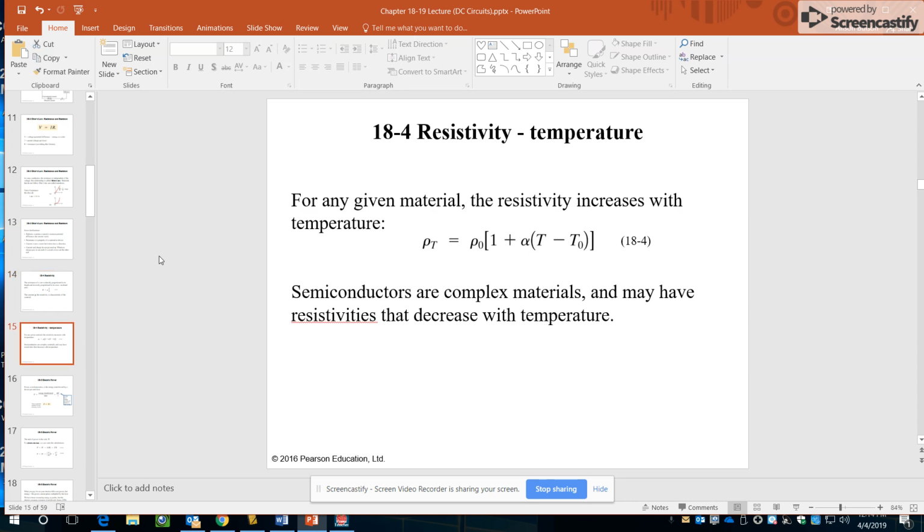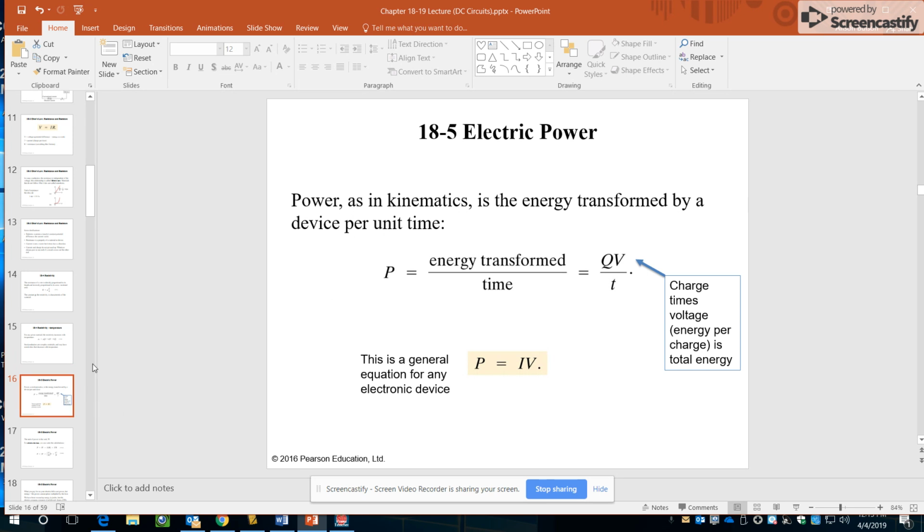Resistance also changes with temperature, so resistivity gets larger as temperature increases. We are not concerned with the relationship between resistivity and temperature for the most part. It's simply a side note. And then semiconductors are complex materials that have resistivities that tend to decrease with temperature. And again, semiconductors are outside of the scope of this course, but something of interest for later.